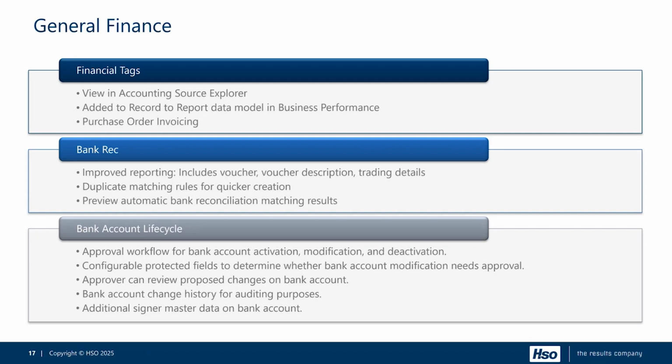And then they're now being added, for those of you who use finance intensively, to the Accounting Source Explorer, and they're added to the record to report data model in business performance that we just talked about. So if you use tags in record to report, you can actually now see those and use them as dimensions in business performance planning, which is great. So you can use them as true dimensions over there, so they get even more useful.